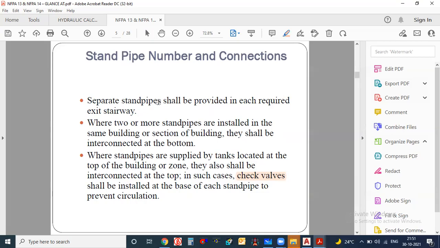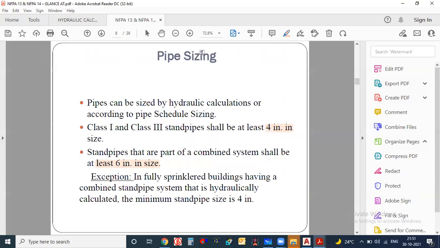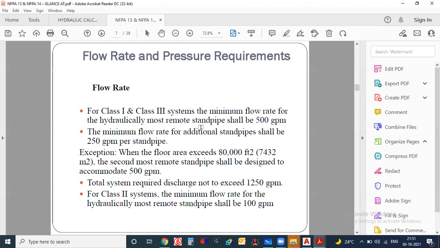So I have just picked a few important points, and here I have written. Then here they have also given pipe sizing: what should be the minimum, what should be the combined system, and what is the flow rate. In the last class we have seen this. What is the flow in GPM? 250 GPM will be for each standpipe. So that point only is written. Total system required discharge not to exceed 1250 GPM. This point also we have seen.